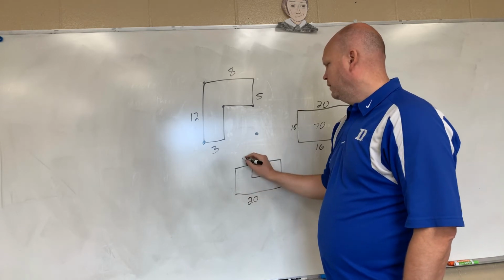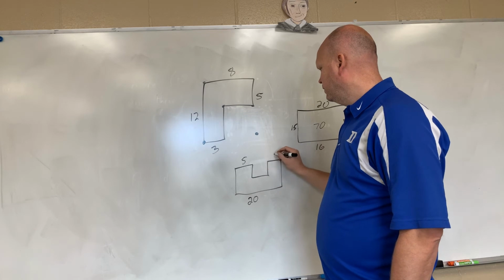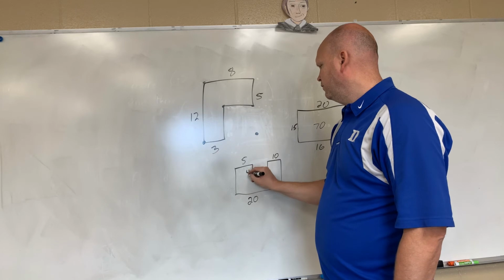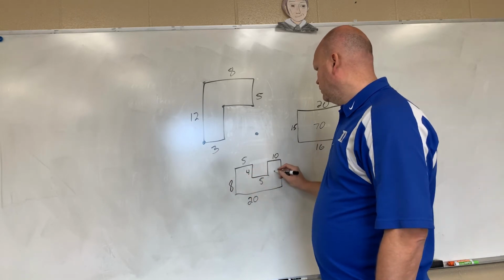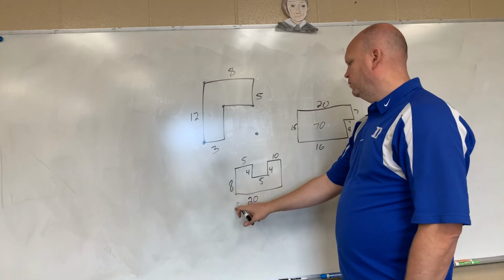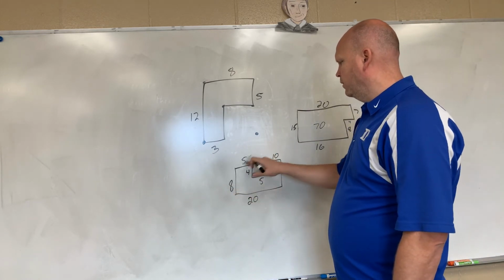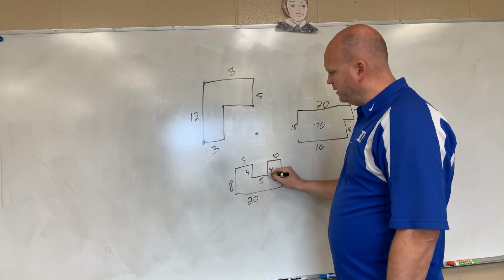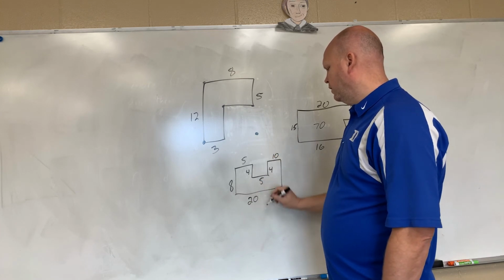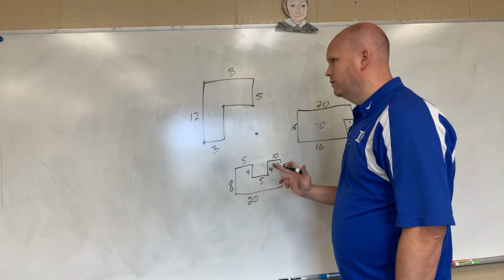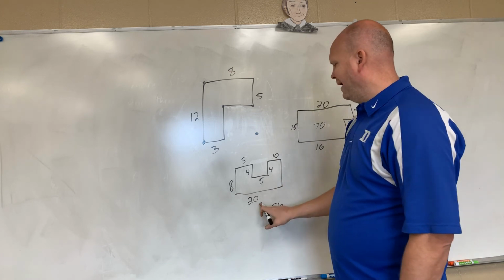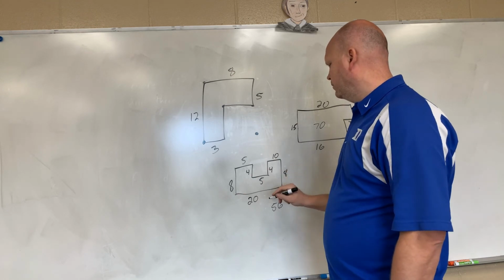When it backtracks, I can't, this is 20, this is 5, 10, 5, 4, 8. In this case, I can't just do 20 plus 20 plus 8 plus 8, because I have an added distance of going in and then back out. So you'll notice if I did 20 plus 20, 40 plus 8 plus 8, I would get 56 as my perimeter. But if I add them all up, this is 8, I'll put that there.